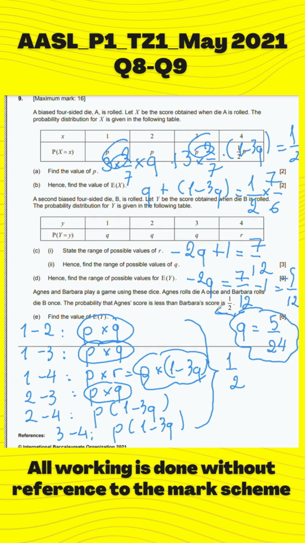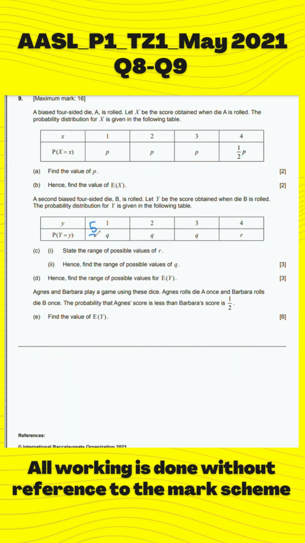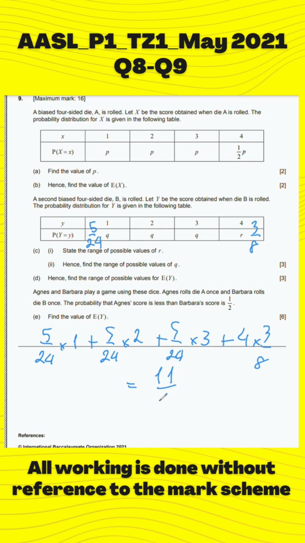And then R will be, we have R equal to 1 minus 3Q. So it will be 1 minus 3 times 5/24, which is 5/8. So we'll have R is 3/8. So Q will be 5/24 and R will be 3/8. So the expected value of Y will be 5/24 multiplied by 1, plus 5/24 multiplied by 2, plus 5/24 multiplied by 3, plus 4 multiplied by 3/8. So our final answer will be 11/4. And we are done.